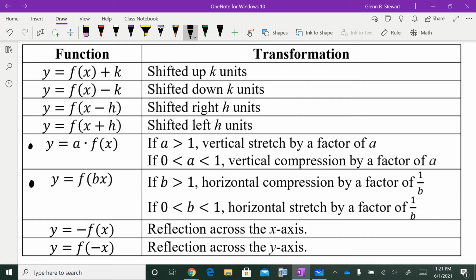We also have down here reflections. So for instance, y is equal to negative f of x reflects across the x-axis. This is what we call a vertical reflection. And then whenever the negative is on the inside, it's a horizontal reflection.